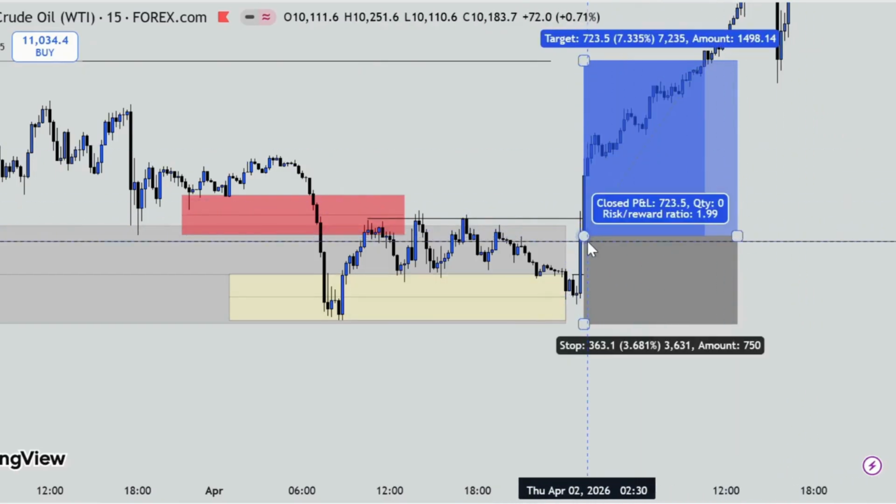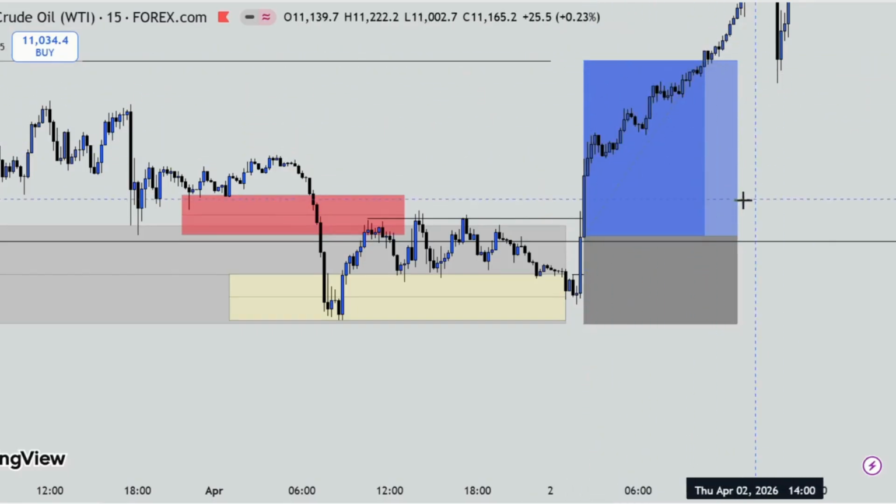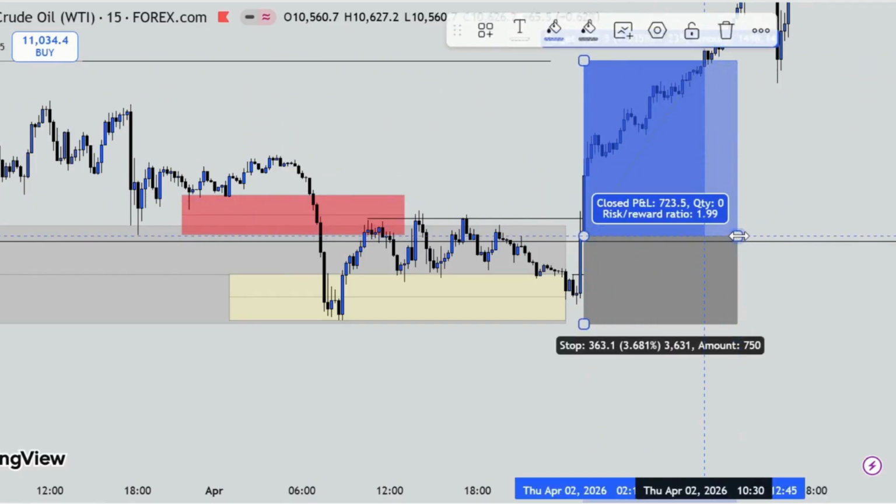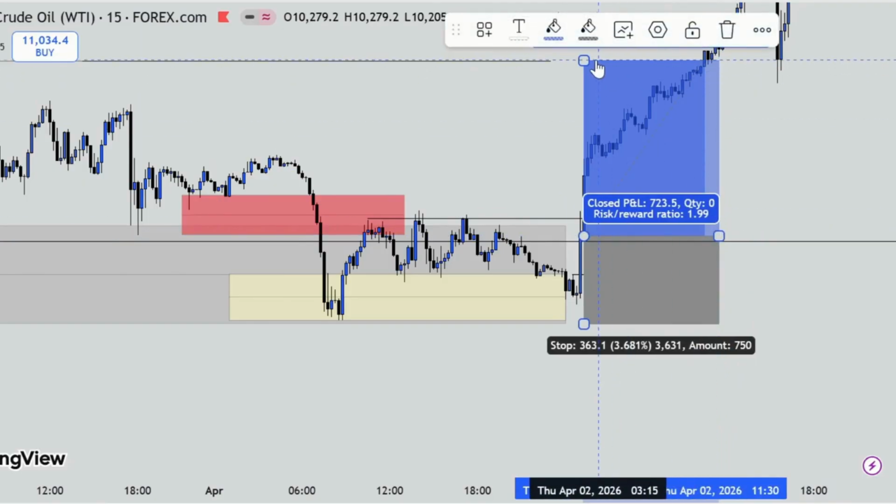I think Trump's speech was somewhere around here. As you can see, after that speech, it was all bullish moves. So that's it on this trade review.